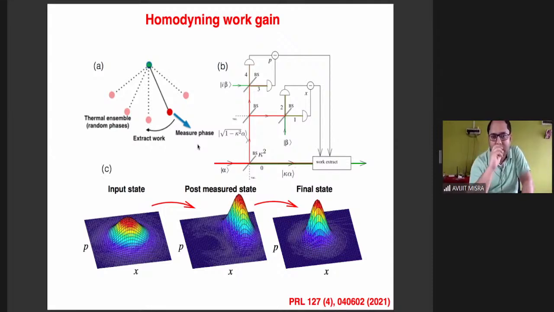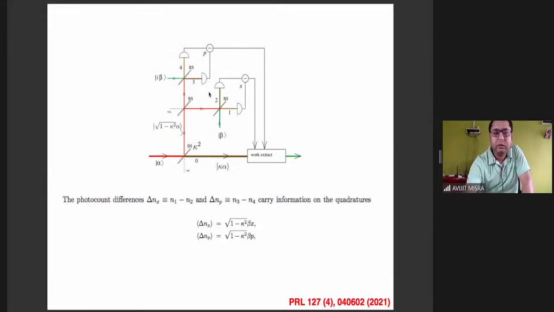How do we stop the pendulum? Here we just measure a tiny part, and most of the light remains unmeasured, but it gets displaced. And from this non-passive state, we can extract work. Okay. So in the four detectors, we have counts N1, N2, N3, N4, and the difference of these gives the information about the phase, X and P.